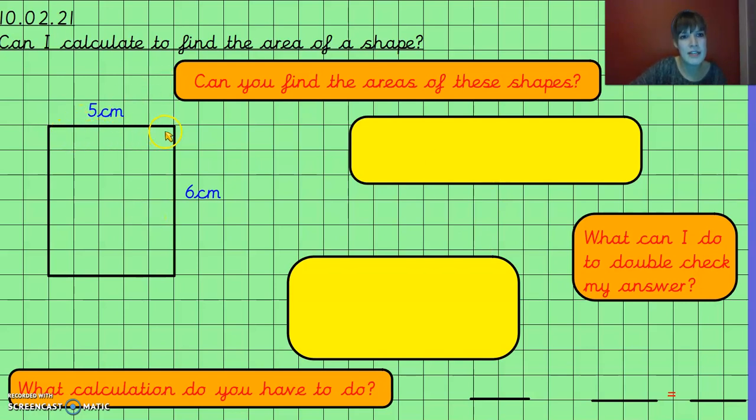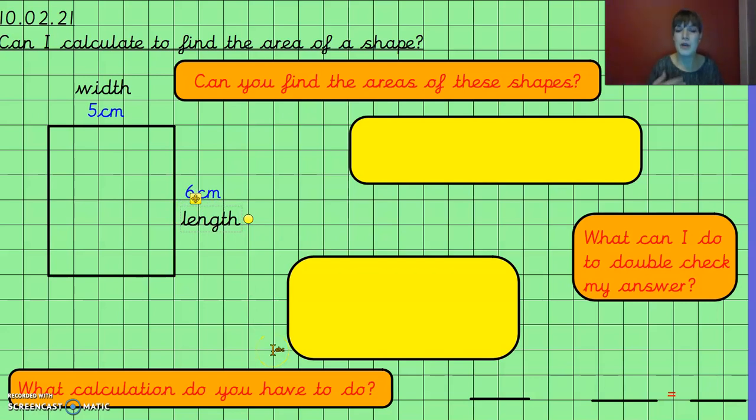I have got 5 centimetres on one side, and I've got 6 centimetres on this side. Now, when we are doing area, we are counting the squares in the middle of our shape. But if we're just measuring the length and width, in this case, the width would be this one. I'm going to put width. Okay, that would be 5 centimetres, so that's how wide the shape is. And then 6 centimetres would be my length. That's how long something is.